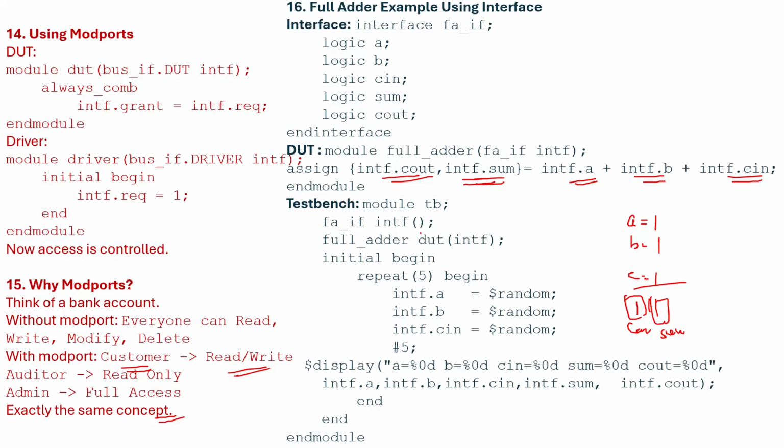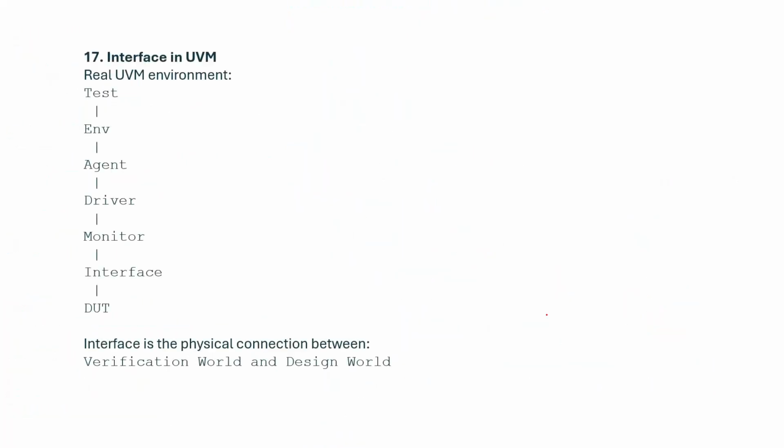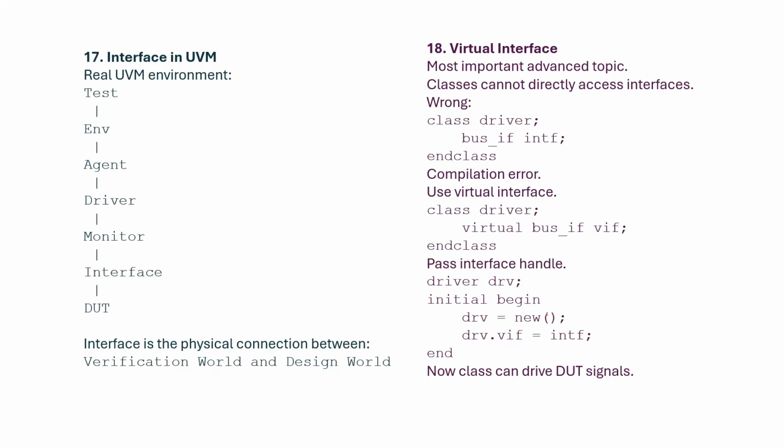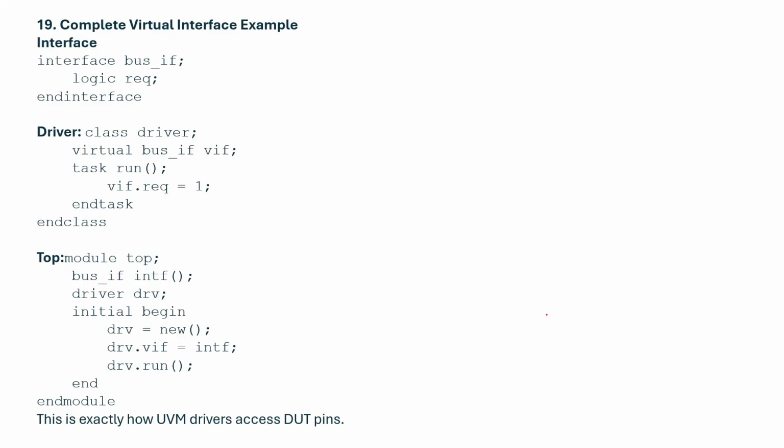In the TB, I'm instantiating the interface and connecting the DUT signals with the interface. Then I'm passing the values randomly, utilizing dollar random. Without the random keyword, we can use dollar random to randomly assign the values. See this summary. There is also a virtual interface. What is the use of virtual interface? We will explain that.